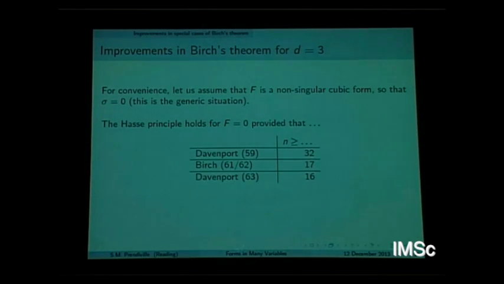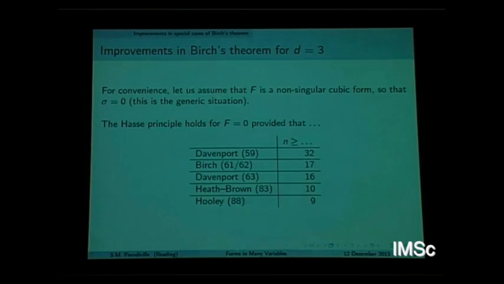And then Davenport managed to shave a variable off Birch's result. And then there was a quantum leap in the early 80s where Heath-Brown shaved 6 variables off Davenport's result. And this used lots of new ideas. So cubic forms in 10 variables satisfy the Hasse principle. Well, the local conditions are automatic in 10 variables. So in fact, all non-singular cubic forms in 10 variables have a non-zero solution.